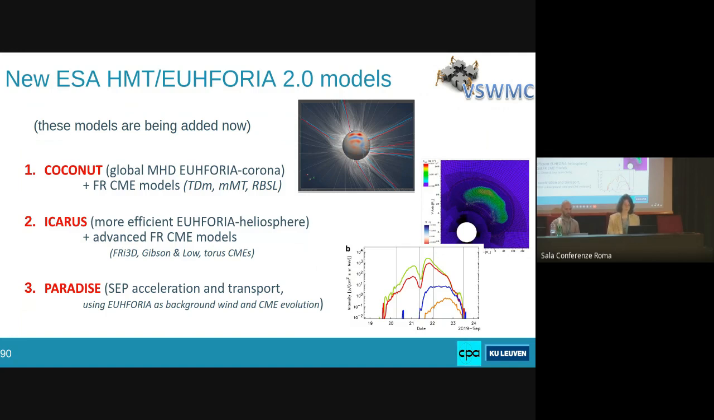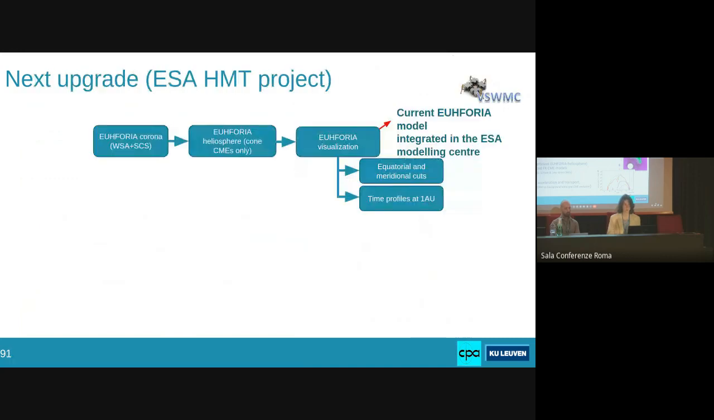And the last one is Paradise, the solar energetic particle acceleration and transport code. The typical output is shown here, which uses EUHFORIA as the background wind and also CME evolution instead of the Parker spiral. So all these models are being integrated and added to the Virtual Space Weather Modeling Center to have the most upgraded products that we are providing at K Leuven and also at other places.